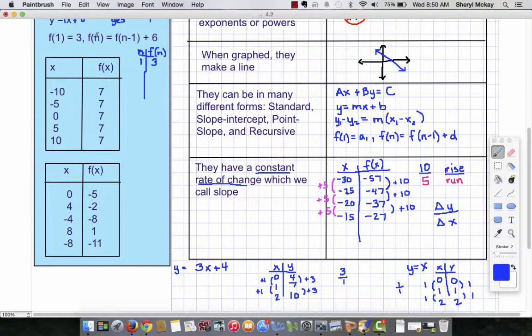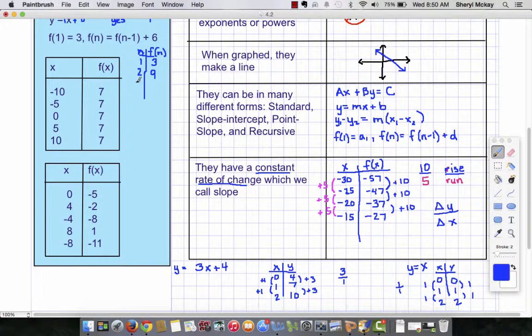And then the rest of them we can figure out. F of n, so if I said f of 2, the second term, then that's going to be equal to the n minus 1, which is 2 minus 1. So that would be the first term, which I know is 3, plus 6. So I just add 6 to the 3, and I get 9.